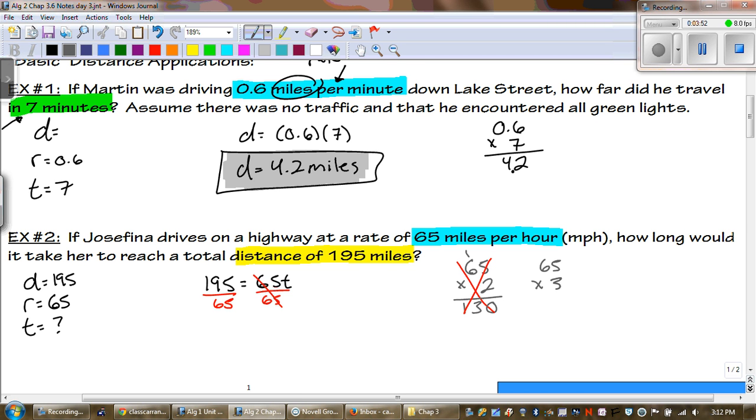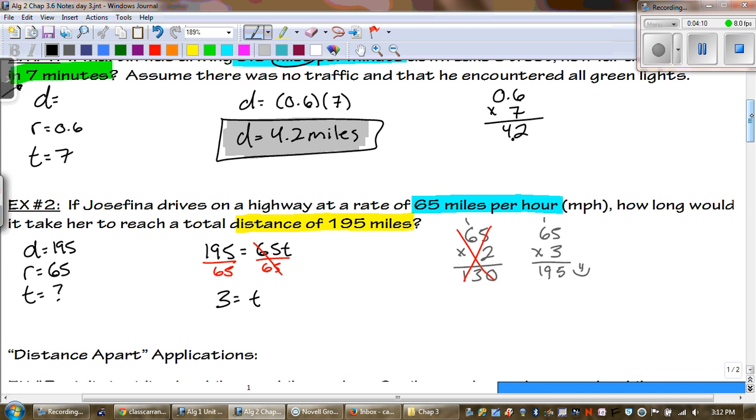Let's try the next number because that's kind of close. Let's try 3. 3 times 5 is 15. 3 times 6 is 18, plus 1 is 19. So 3 equals t. And remember, they don't want that, they want hours. So the time equals 3 hours. Write it out, label it, and make sure to put a circle around it so we know that's your final answer.